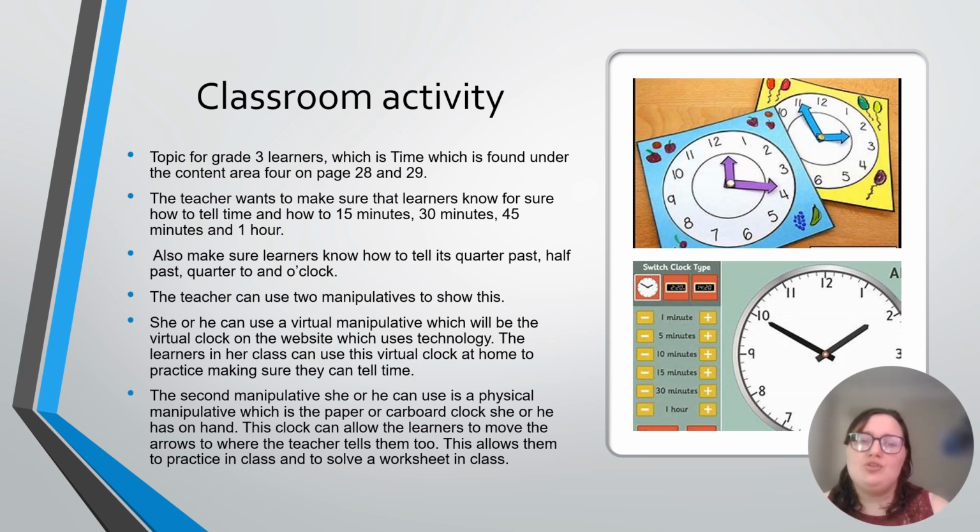So, the teacher will use two types of manipulatives. She or he can use a virtual manipulative, which will be the virtual clock on the website which uses technology. The learners in a class can use this virtual clock at home to practice to make sure they can tell time. The second manipulative she or he can use is a physical manipulative, which is the paper or cardboard clock she or he has on hand. This clock can allow the learners to move the arrows to where the teacher tells them to. This allows them to practice in class to solve a worksheet.